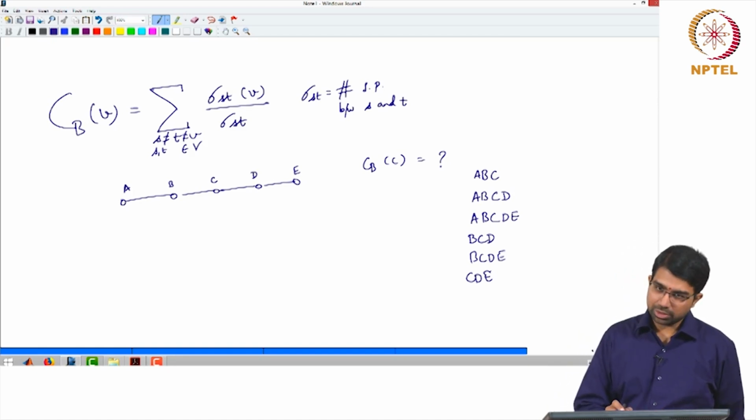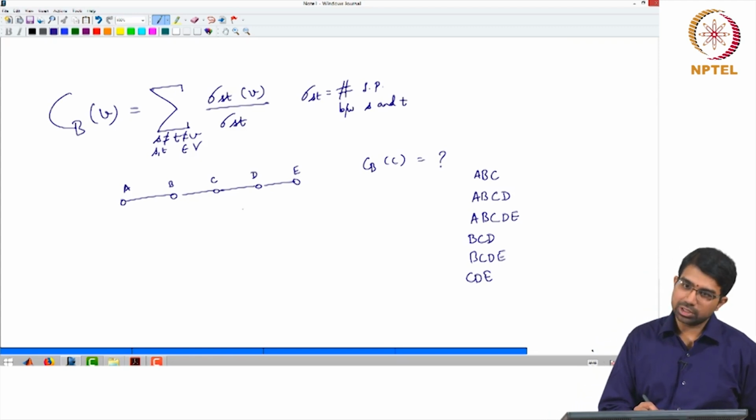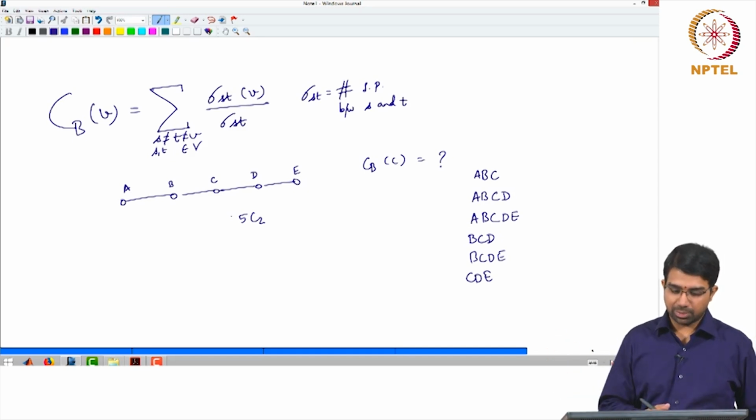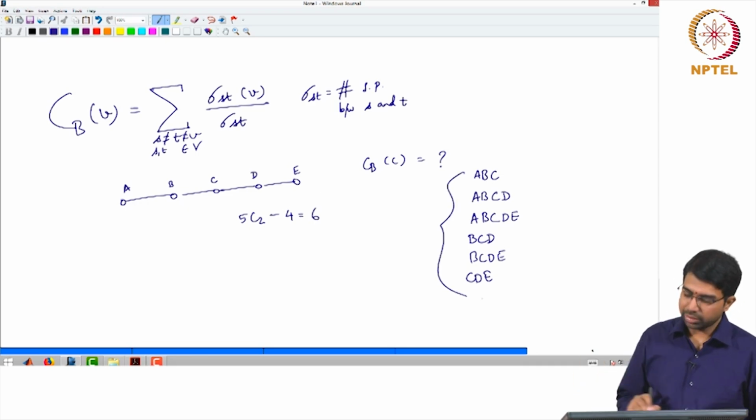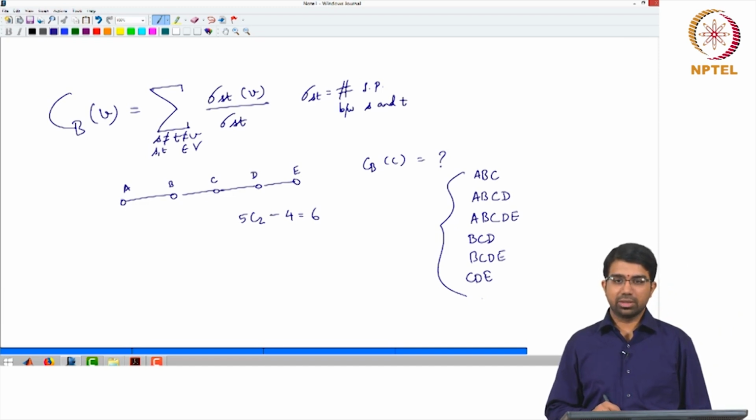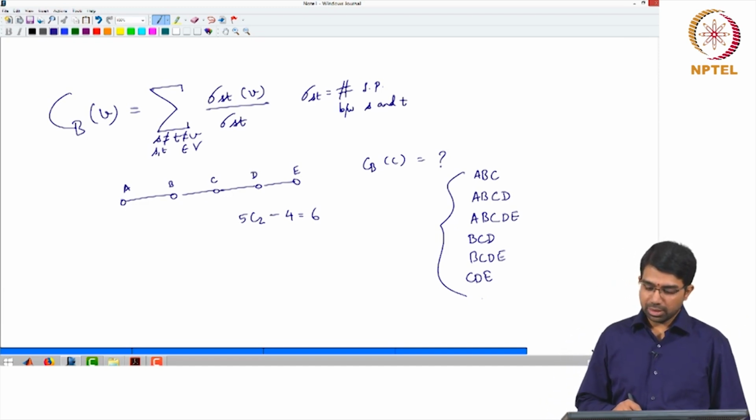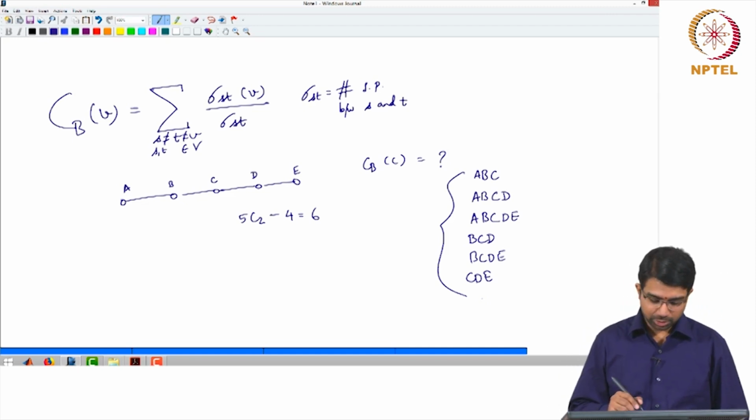So, you have 5 nodes, right. How many shortest paths will you have? 5 choose 2, because all nodes are connected, there is no node that is hanging separately, minus 4 edges, which is 6 shortest paths accounted here. So, we have all the shortest paths ready here, right.